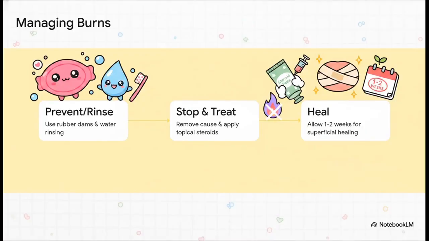So how do we actually manage these chemical and thermal burns? Well, step 1 is always prevention. Use those rubber dams during endo. But if an accident does happen, immediately flush the area with lots of water. Step 2 is stopping whatever habit or chemical caused it, and then managing the pain. We usually do this with topical steroids, like 0.1% triamcinolone paste or a topical lidocaine gel to keep the patient comfortable. Step 3 is just giving it time. Most of these superficial burns heal beautifully within 1 to 2 weeks once that irritant is gone.